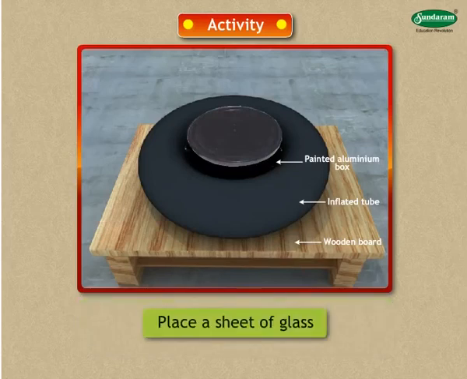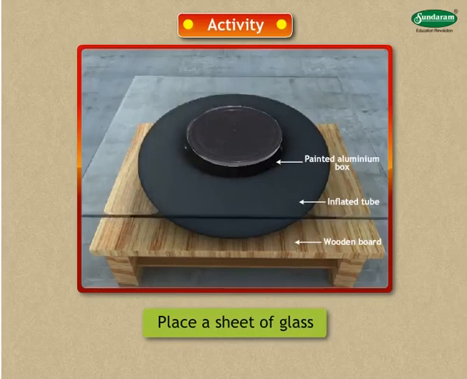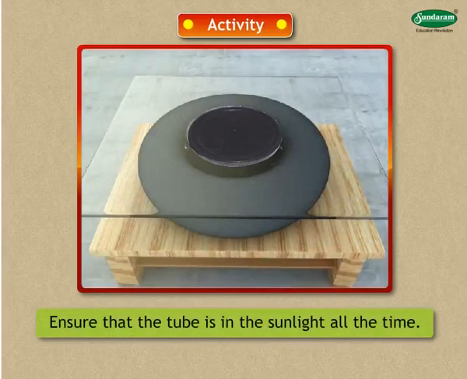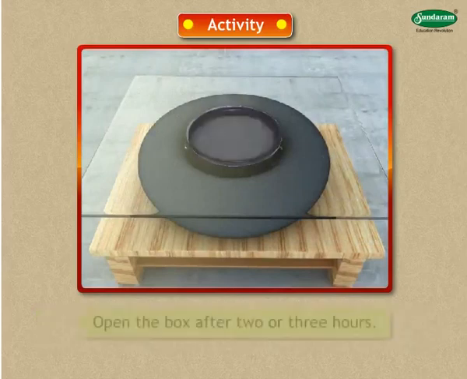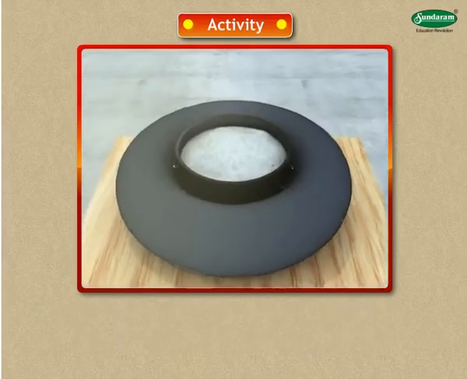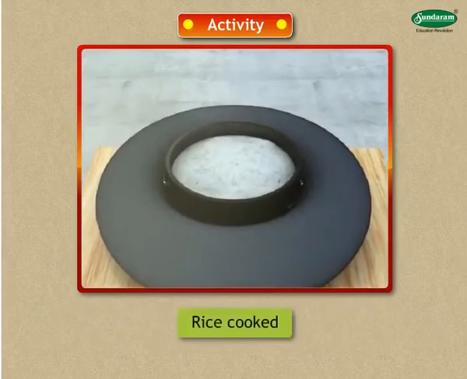Now, place a sheet of glass over the box and the tube. Ensure that the tube is in the sunlight all the time. Open the box after 2 or 3 hours. You have nice hot rice ready to eat.